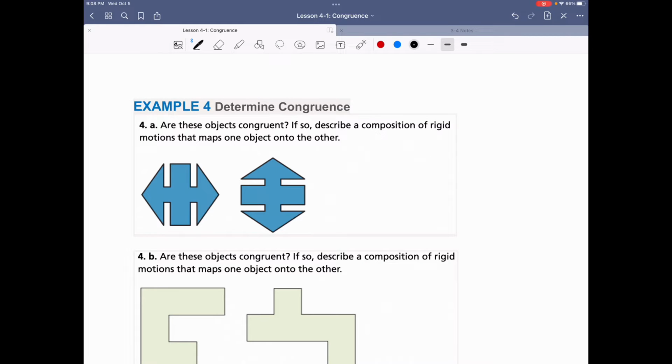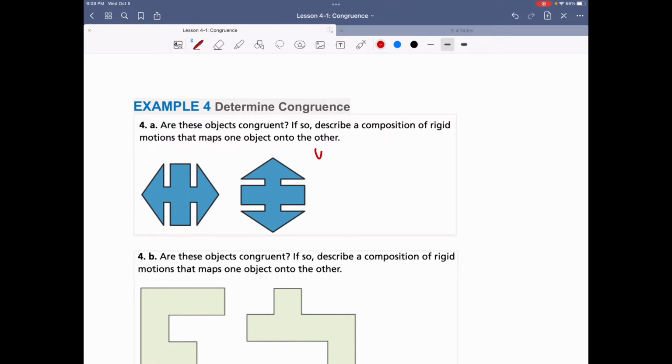To finish up our 4-1 notes on congruence, let's complete this last page of our notes. Example 4, determine congruence. Are these objects congruent? If so, describe a composition of rigid motions that maps one object onto the other. So these two shapes do look congruent, and they look congruent by a 90-degree rotation.